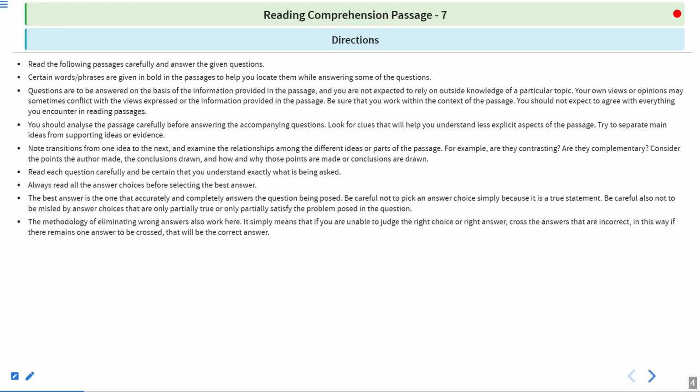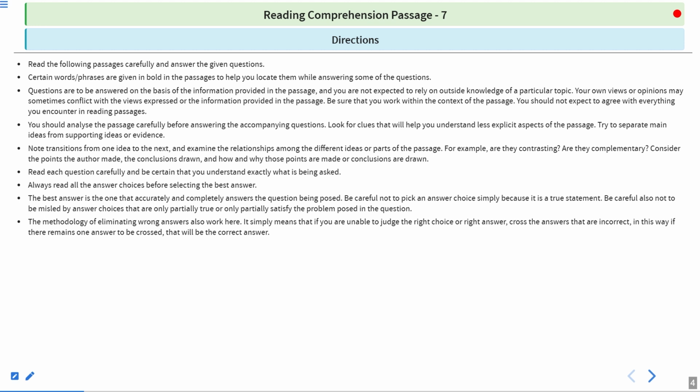Let's read the directions. Read the following passages carefully and answer the given questions. Certain words and phrases are given in bold in the passages to help you locate them while answering some of the questions. Questions are to be answered on the basis of the information provided in the passage, and you are not expected to rely on outside knowledge of a particular topic. Your own views or opinions may sometimes conflict with the views expressed or the information provided in the passage. Be sure that you work within the context of the passage. You should not expect to agree with everything you encounter in reading passages.